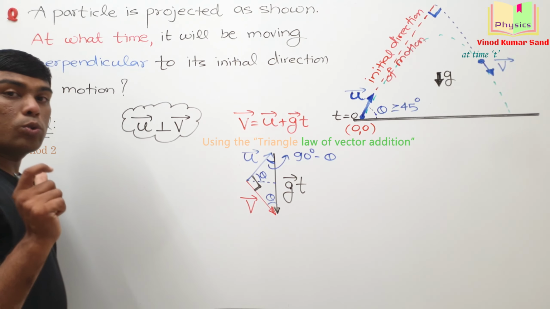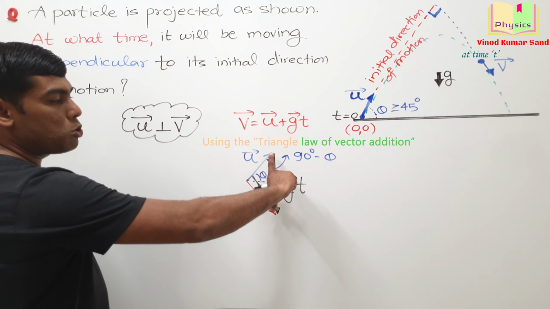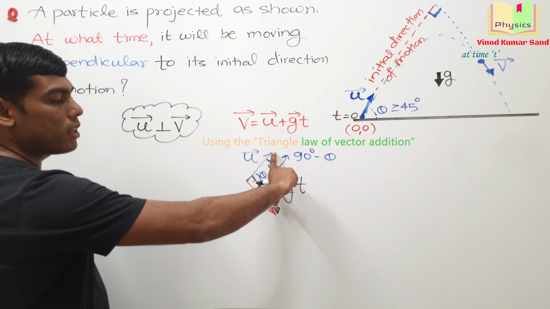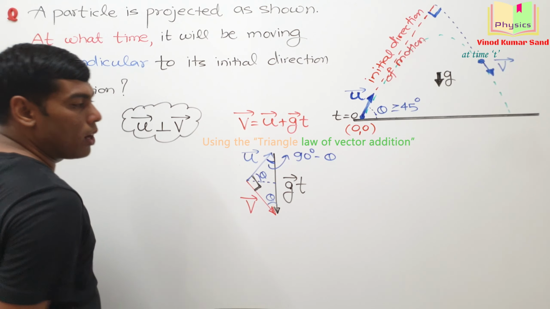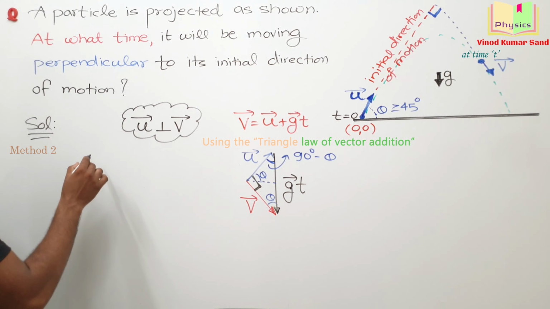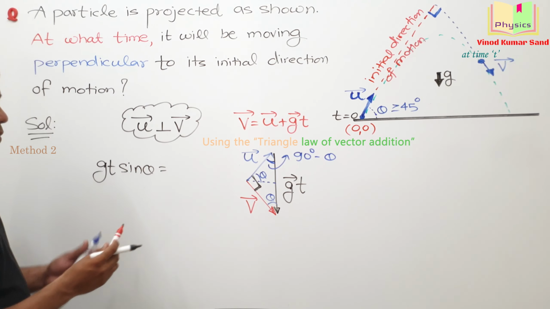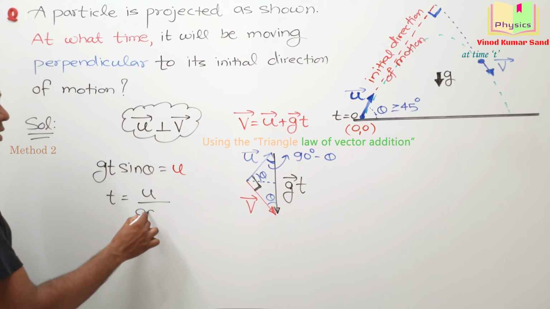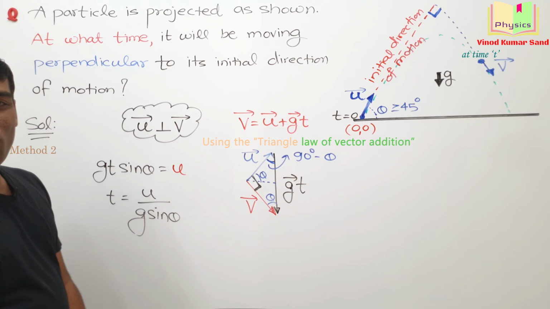Now we need to determine the time. For that, if you check this vector having the length gt and you take the component of gt in this direction along the blue line, what you should be writing, think about it, it will be gt sine theta, and that must be equal to u. So t comes out to be u by g sine theta. Simple and direct answer using the triangle law of vector addition.